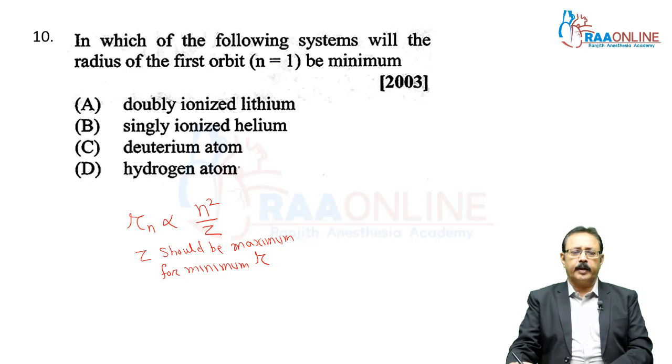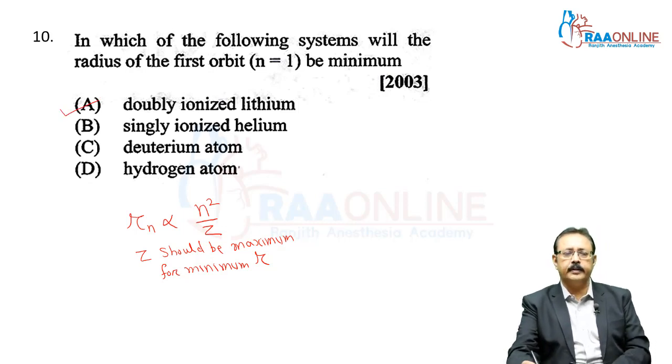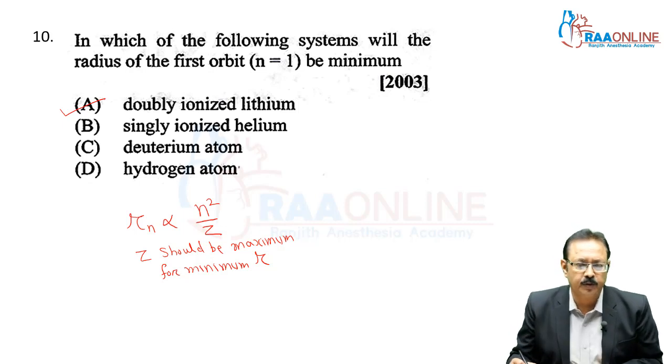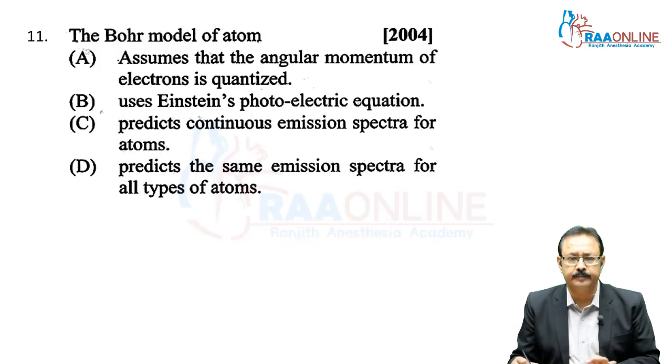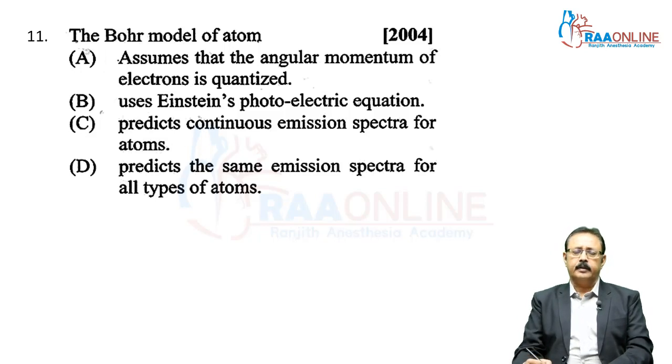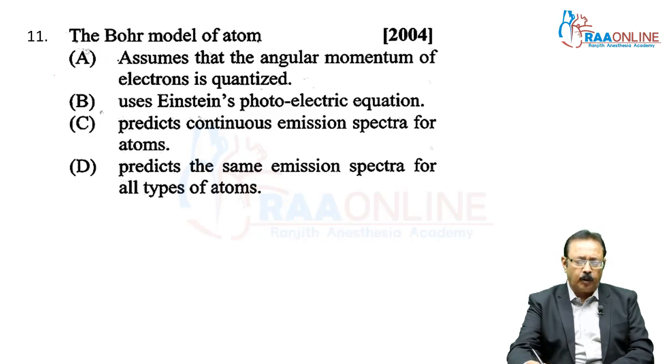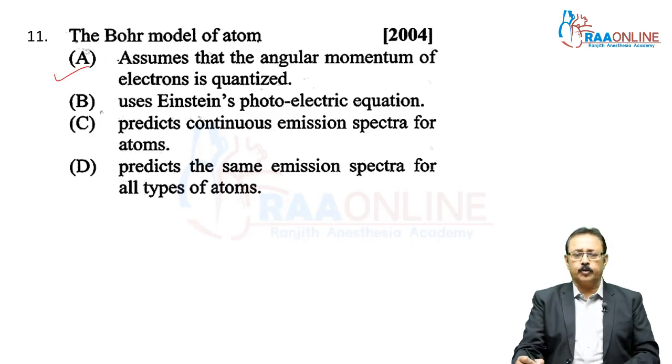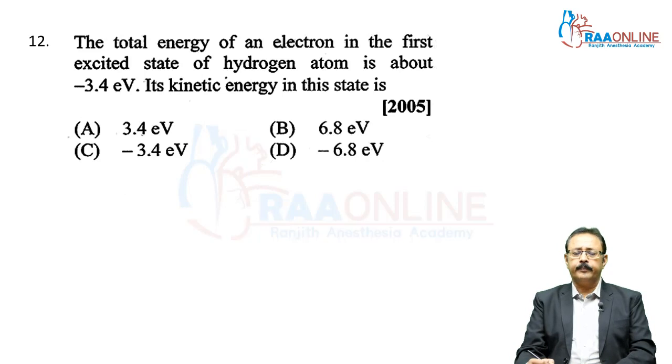And maximum atomic number is with lithium. So we are going with A. So 10th A. Now it is from 2004 AIPMT. The Bohr model of atom assumes that the angular momentum of electrons is quantized. Yes. So we will go with option A, the main postulate of Bohr's theory.